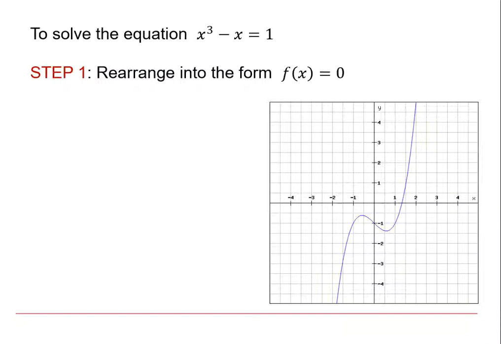So supposing we need to solve the equation x cubed minus x equals 1, then the first step is to arrange it so that we've got a 0 on one side. So in this case all we need to do is write x cubed minus x minus 1 equals 0. Then we can see from the graph that there's a root somewhere between 1 and 2, i.e. where x equals 1 and 2. Normally we wouldn't know what the graph looked like, so a bit of trial and error might be necessary.